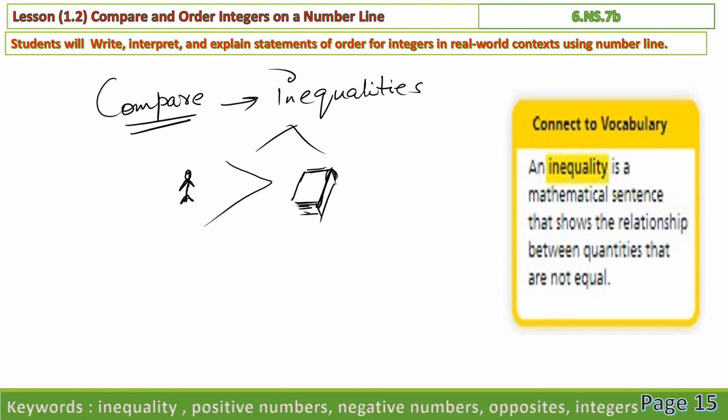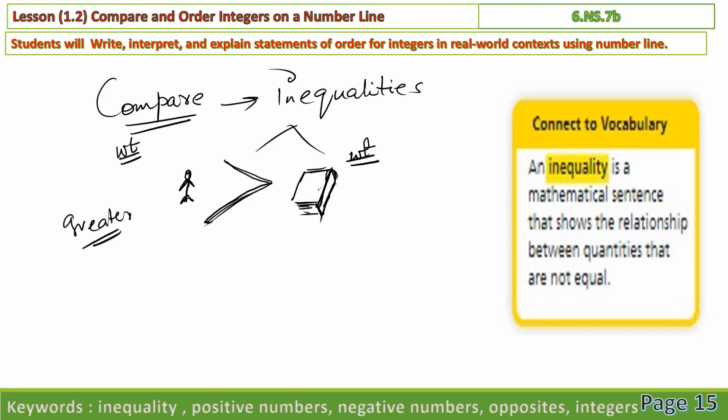Okay, we have a book. So what is your weight and what is the book's weight? See, your weight is bigger because towards you is the open mouth. So you can say your weight is bigger than the weight of this book, or you can read this as greater. Your weight is greater than the weight of the book.